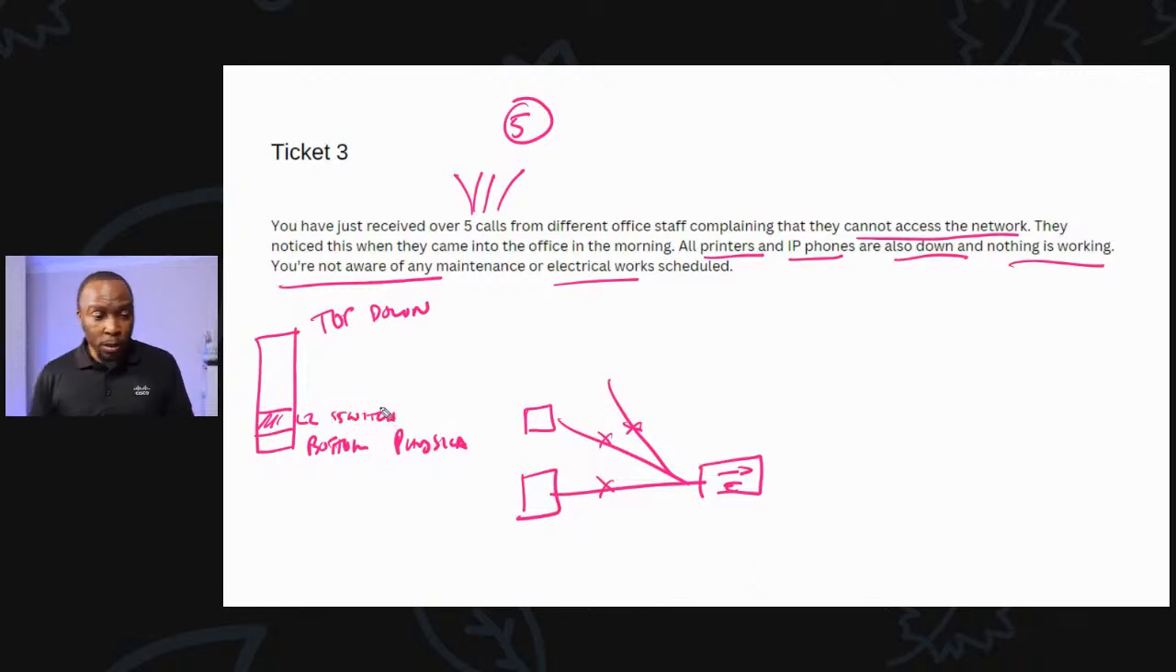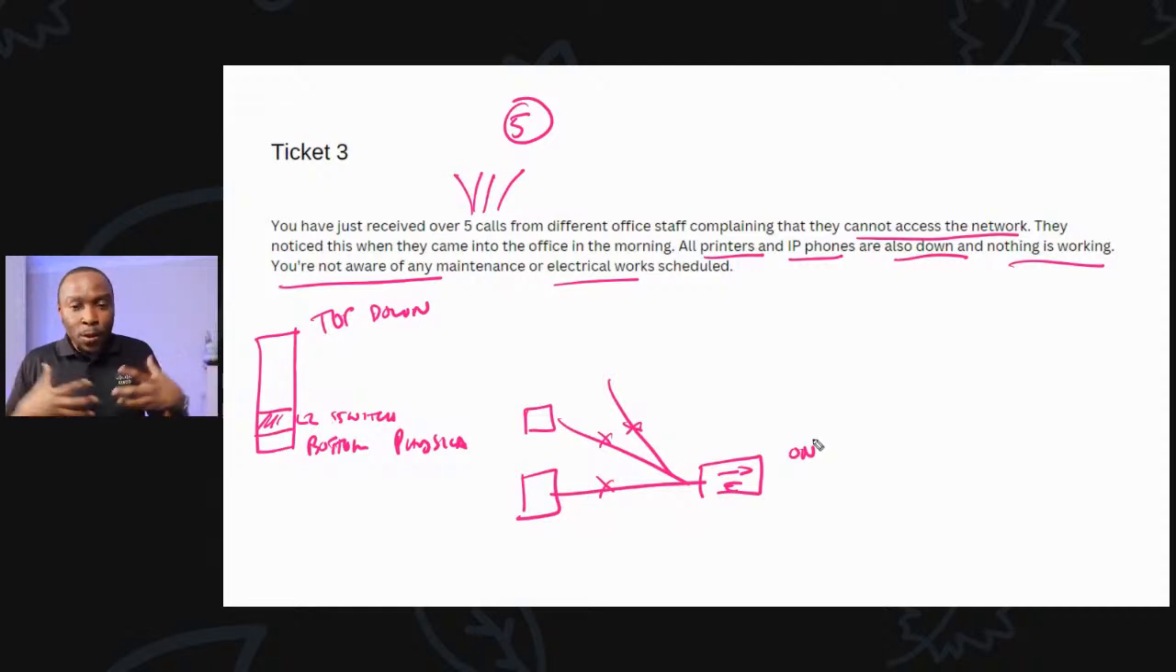A switch. So a switch is the layer 2 device. So we need to verify, is our switch on or off? Because if our switch is off, that will probably explain why every user is affected. But the switch being on and off might not give us a full story, because the switch might be on, but it lost its config.